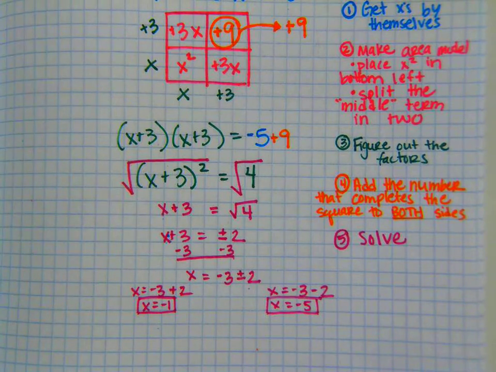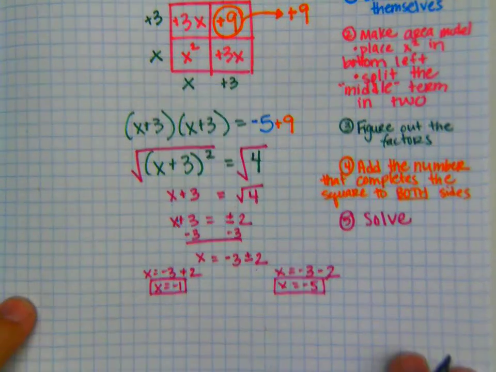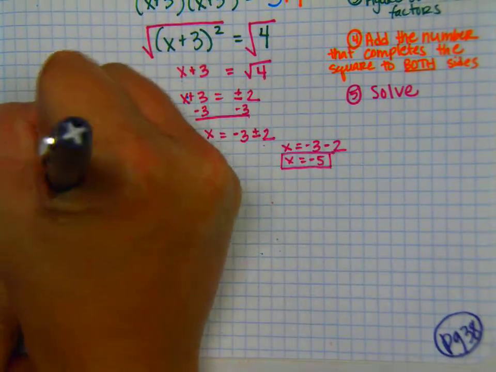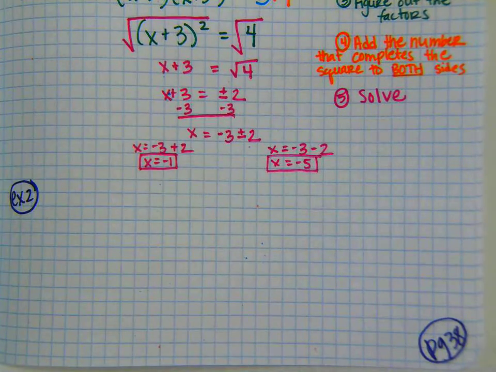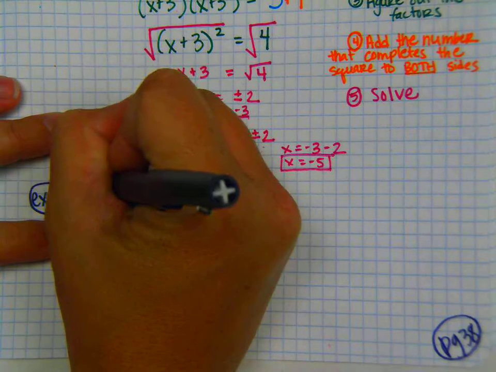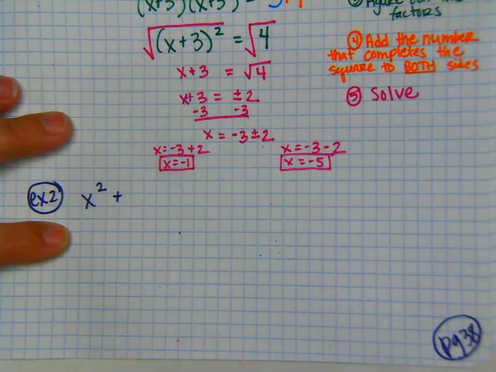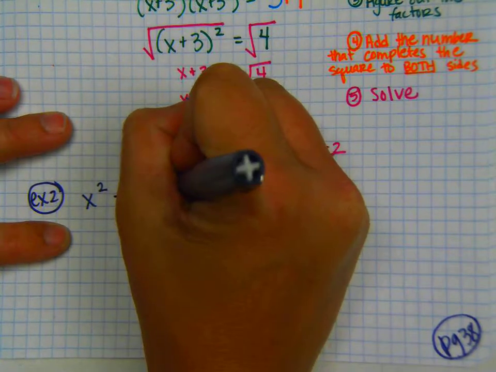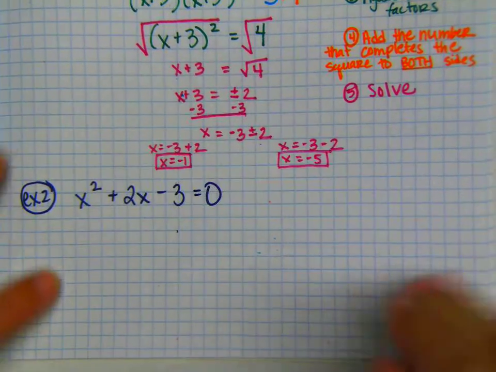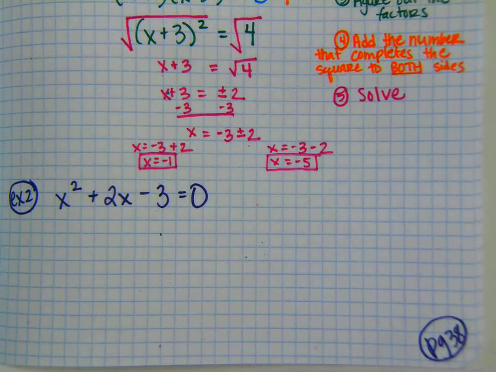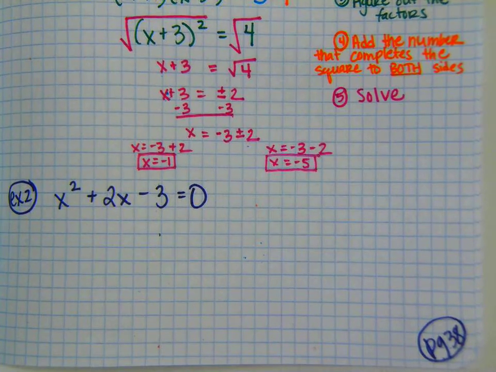So I'm going to have you solve one now. You're doing the exact same process. And you're going to solve x squared plus 2x minus 3 equals 0. Video's going to pause, you're going to enter in your answer, and then the video is going to start again and I'm going to go over it.